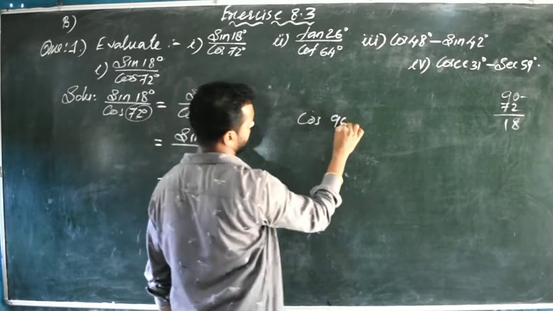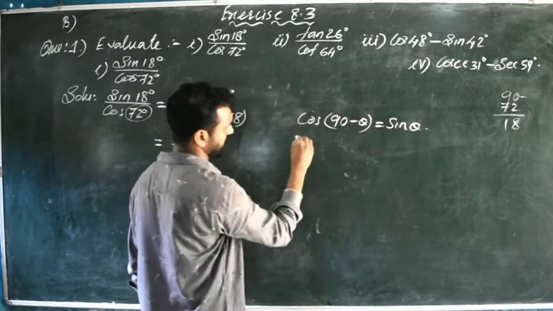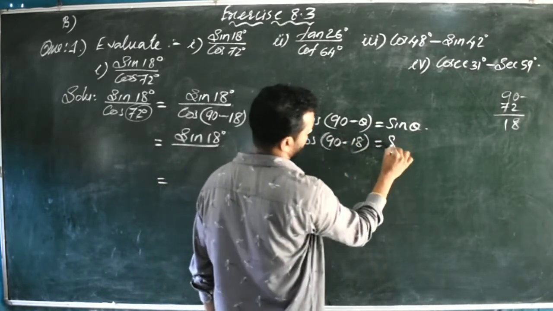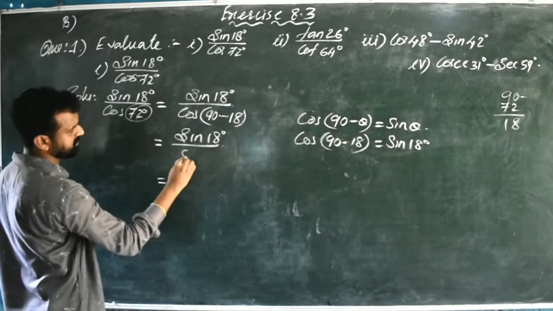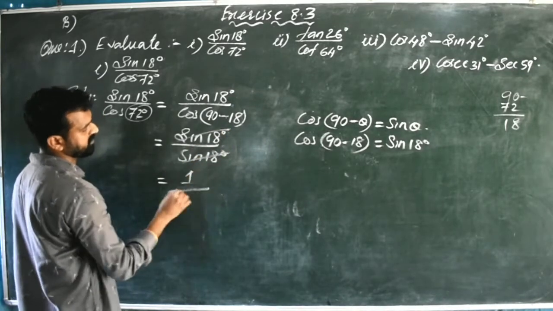What is it? Cos 90 minus theta is equal to sine theta. So cos 90 minus 18 is equal to sine 18 degree. Sine 18 degree divided by sine 18 degree. What is the answer? 1.